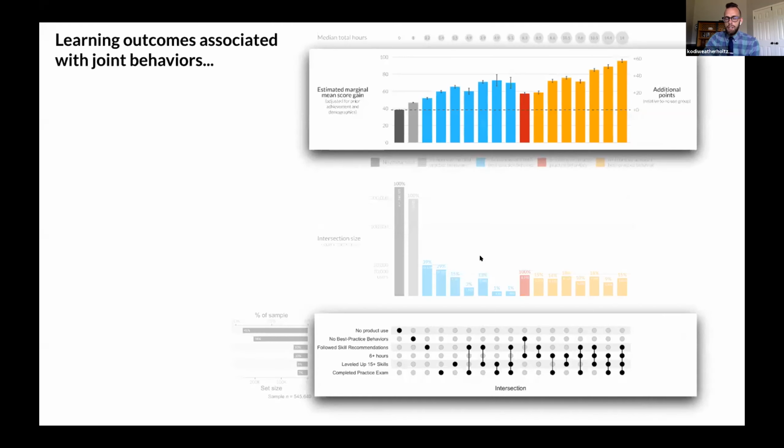And then we can add an additional layer on top of that. This ties into where we partner externally to pull in off-platform measures. So looking at some of these off-platform score gain or achievement measures, we can start to ask, how are these different on-platform behaviors associated with score gains on these off-platform metrics?